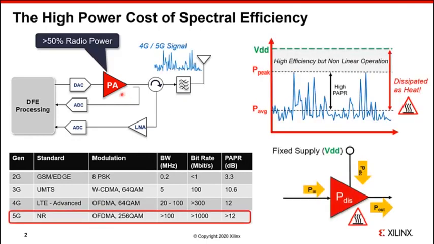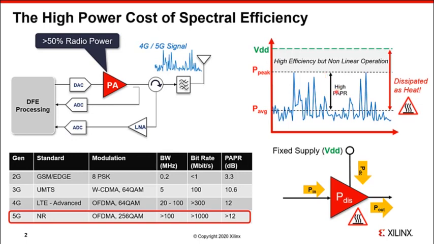We now see well over 50% of all the power in the radio being consumed by the RF power amplifiers. And this is really down to the nature of the 4G and 5G signals being transmitted, particularly the high peak to average power ratio of those signals. This high peak to average power ratio, whilst delivering higher spectral efficiency, means that the power amplifiers need to be operated backed off from full scale to accommodate the peaks.